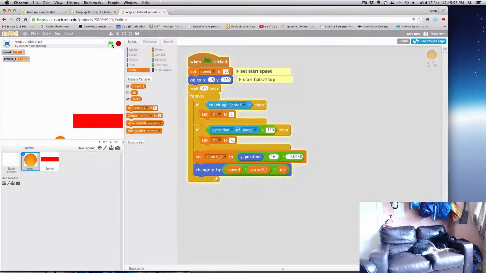Speed 20. Nice. And there's a nice bounce. Isn't that nice? So it's faster at the bottom and slower at the top. So again, this is kind of untraditional.